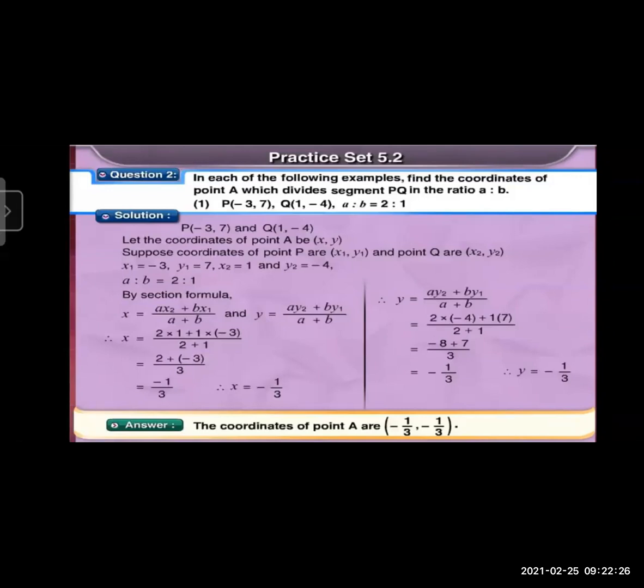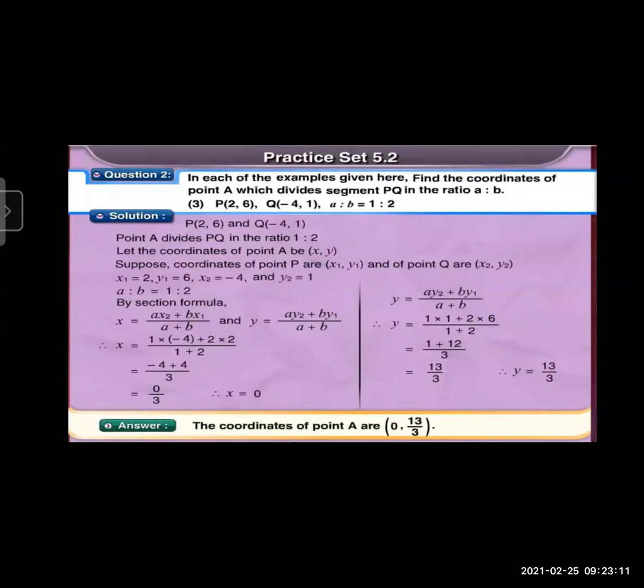So simply what you have to do, first from the given points you find the values of x1, y1, x2, y2. Okay, and from the given ratio you will get the values of m and n, and using the section formula, substitute all these values and you get the x and y coordinates. Same as in the previous question, the same process is here. First find x1, y1, x2, y2, and from the ratio we get m is equal to 2, n is equal to 1. Then write the section formula and you will get the x value and y value.